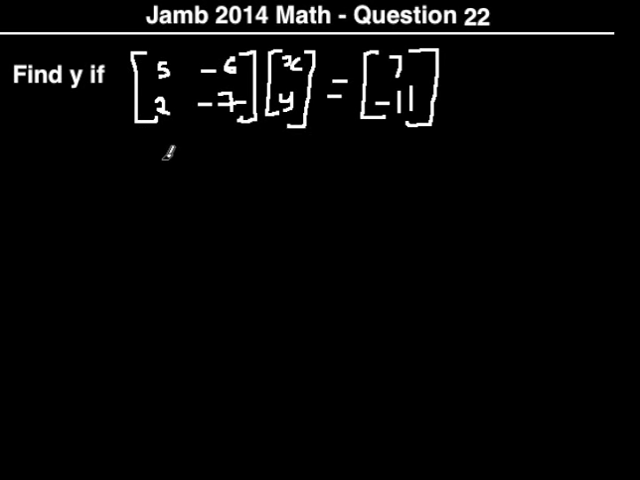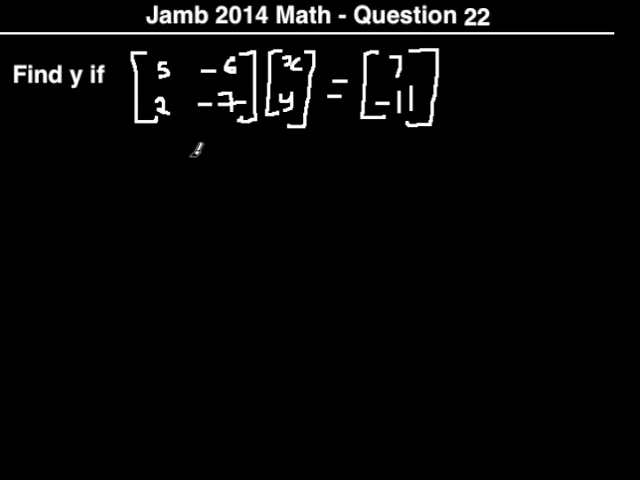All right, we're looking at question 22 of JAMB Math 2014 exam, and we're given the following expression, and we're asked to find y. So we're dealing with matrices here, and when you're given two matrices side by side like this, you're basically being asked to multiply them.